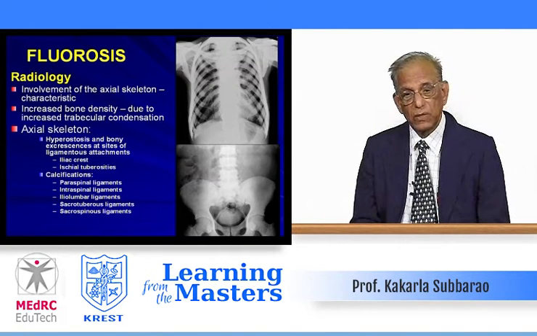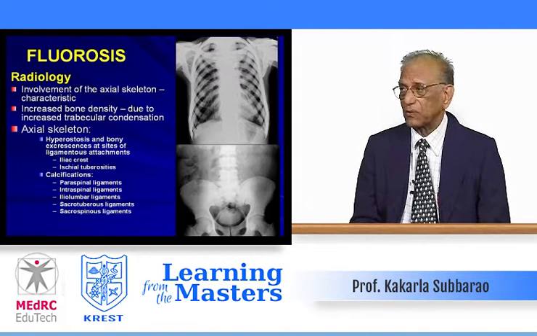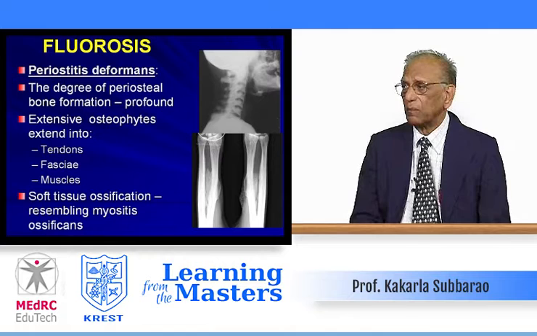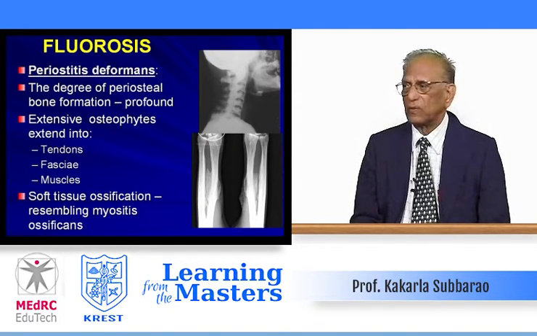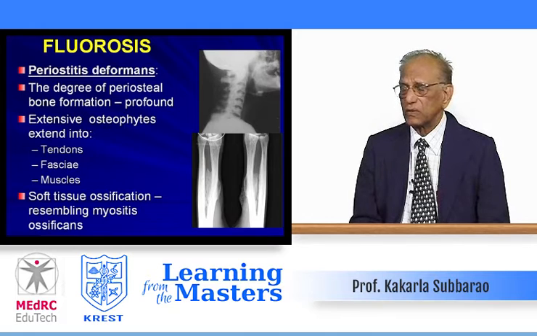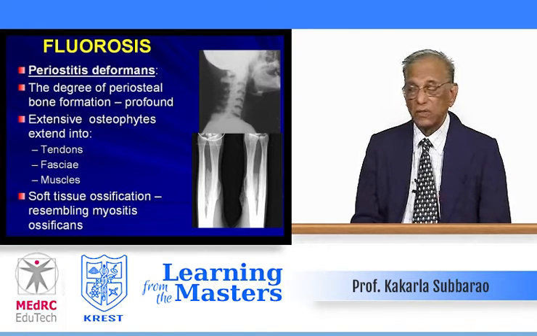Occasionally it may simulate diffuse idiopathic skeletal hyperostosis. Periostitis deformans, the degree of periosteal bone formation is profound. Extensive osteophytes simulating exostosis, tendons, fascia, muscles being involved, soft tissue ossification resembling myositis ossificans.